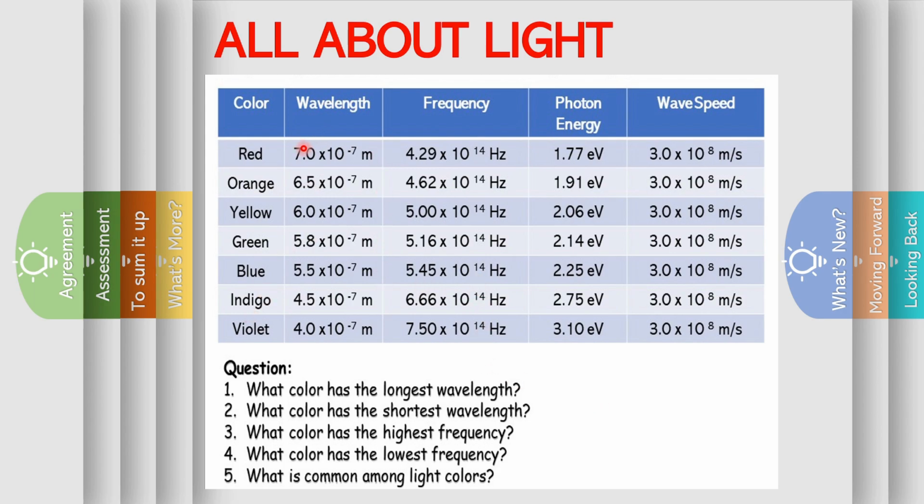Now, kung mapapansin ninyo, ito yung sinasabi natin kanina na ang wavelength ay inversely proportional sa frequency. Kapag mataas ang wavelength, ang baba ng frequency. Pag mababa ang wavelength, mataas ang frequency. At the same time, ang photon energy ay directly proportional sa frequency. Pag mababa ang frequency, mababa ang photon energy. Pag mataas ang frequency, mataas ang photon energy. Okay? So, always remember that.